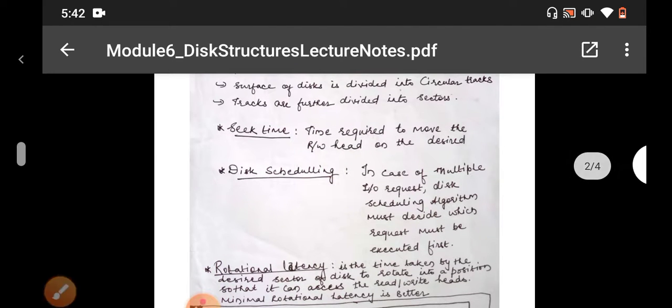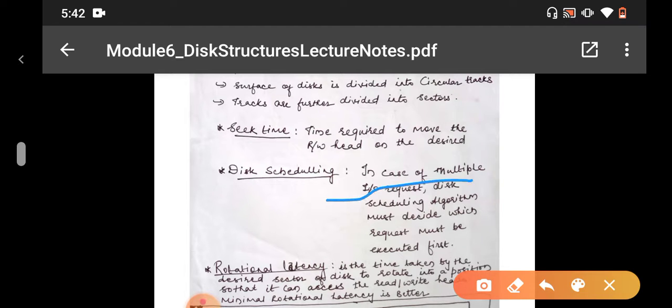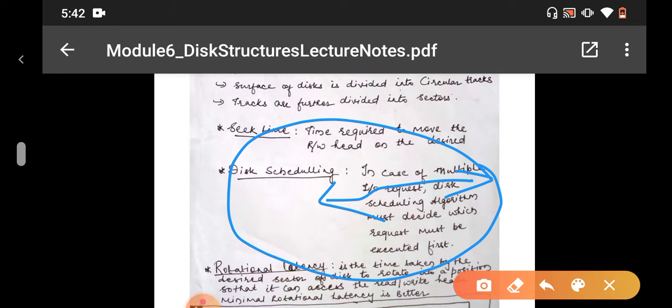Seek time is the time required to move the read write head to the desired location. As we have seen, the read write head moves in this way across the whole disk. So the time required to seek that particular place where it has to access is called seek time. Suppose the read write head is at place 10 and it has to come to 75, it has to access this particular location called 75.